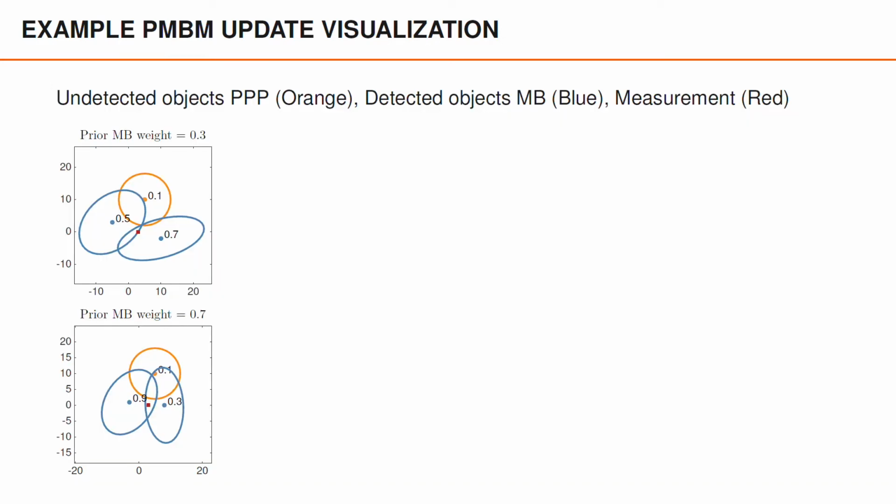Here we have the prior PMBM with 2 MBs with weights 0.3 and 0.7. The prior Bernoullis are illustrated as blue ellipses with probabilities of existence written next to the means. The prior undetected Poisson point process intensity has a single Gaussian with weight 0.1, illustrated in orange. And lastly, we have a single measurement. So for each prior multi-Bernoulli, we have 3 possible data associations.